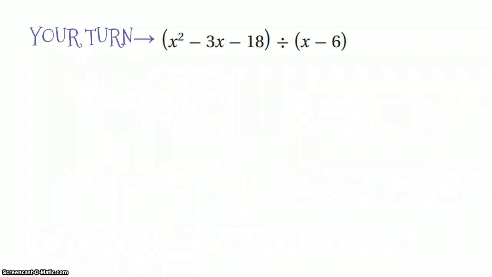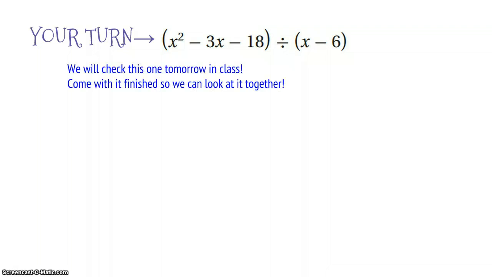Now, your turn. I want you to try this one. Set it up. I'll give you some hints. Positive 6 should go in the corner. Coefficients across the top should be 1, minus 3, minus 18. If you do this one right, and I'm sure you will because you're going to add along the downs and multiply the check marks, you should get a remainder of 0. We'll check this one tomorrow in class. Come with it finished so we can look at it together.